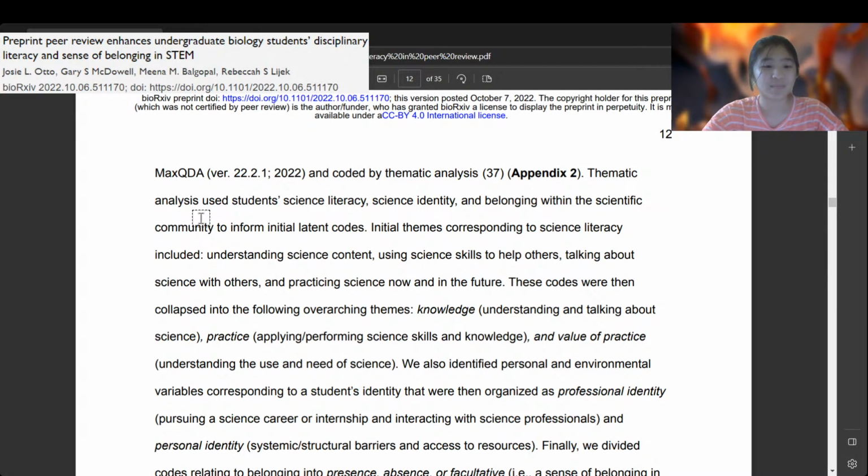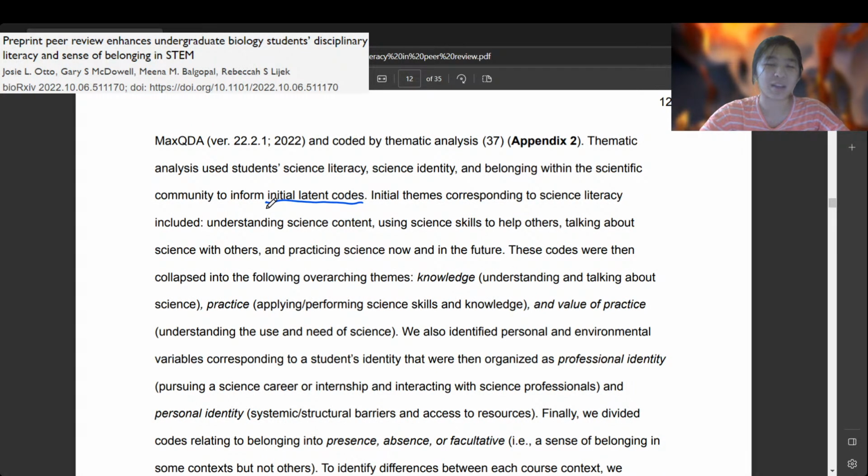I'm guessing this is how initial latent codes means the base, like for a test it would be used as the base value that you compare everything to. There we go. Okay. Initial themes corresponding to science literacy included understanding science content, using science skills to help others, talking about science with others, and practicing science now and in the future. That says science a lot.